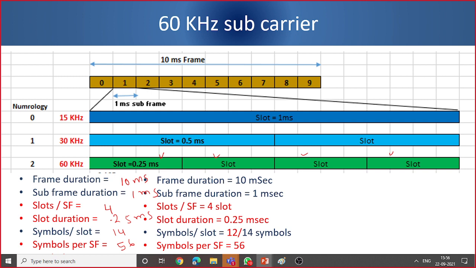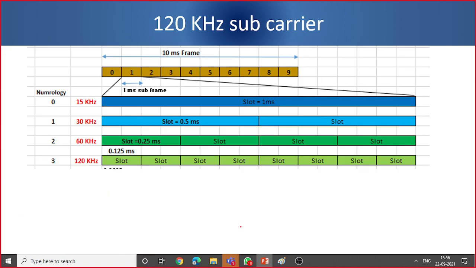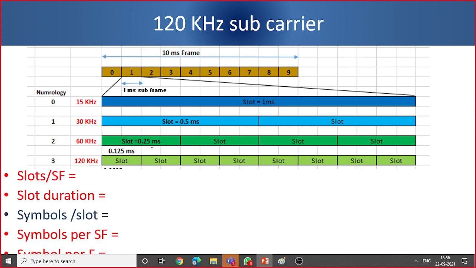Great. So I explained earlier that in some cases we use 12 symbols, which we will discuss later. Now let's go to 120. Let us straight away go to the slots per subframe. How many slots? 1, 2, 3, 8. Slot duration becomes again half, 0.125 millisecond. Symbols are the same per slot. So how many in subframe? 8 into 14. How much is it? 112. Right. And in frame it is 1120.